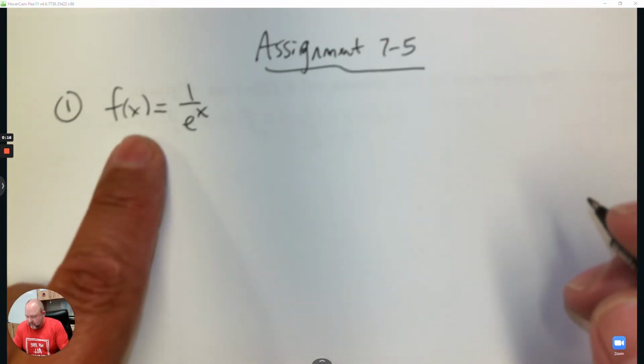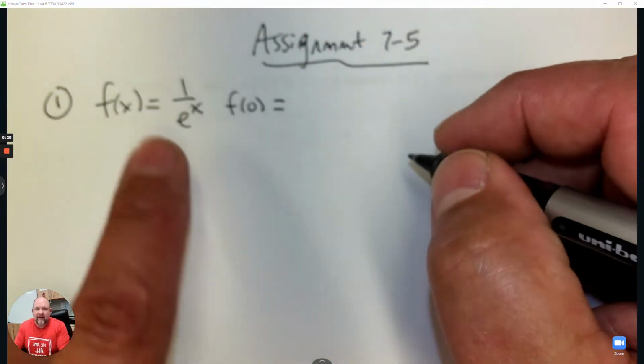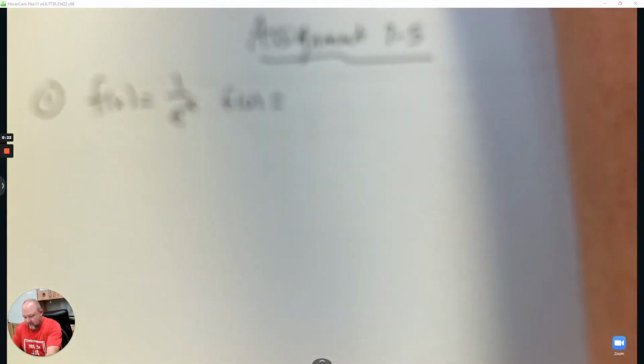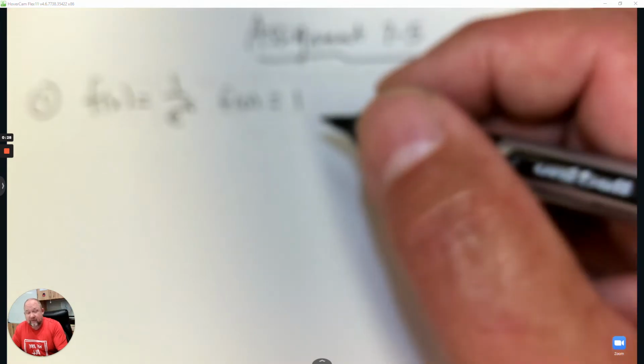So you're given a function. Maclaurin means you're going to plug in 0. So I have a function, I'm going to plug in 0. E to the 0 is 1, so 1 divided by 1. That's our start. Then we're going to take the derivative.